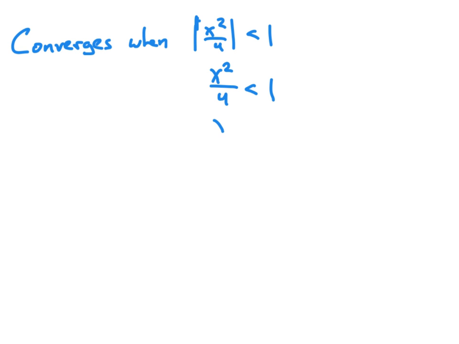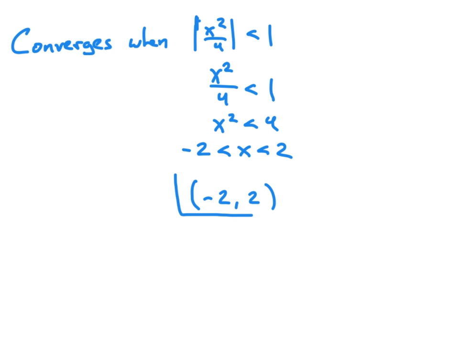We can then multiply both sides by 4 to get x squared less than 4. And x squared will be less than 4 whenever x is between -2 and +2. And so this will be our interval of convergence for this power series. And so we have the open interval from -2 to 2 with neither of the endpoints included.